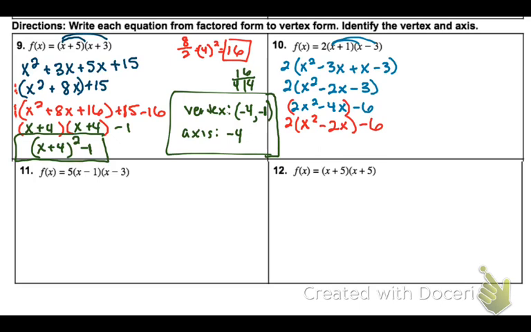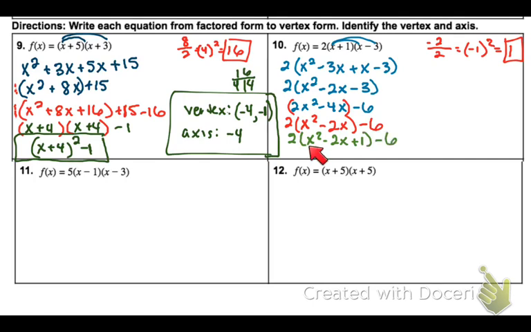Now that I was able to factor out a 2, notice how the b changed from a -4 to a -2. Earlier, the b did not change. It stayed an 8 because I didn't take out anything other than 1. So now that I have a -2, I'm going to take that, divide that by 2, get -1. -1 squared is just 1. So the 1 is still what I'm working with. So I'm going to rewrite this as 2 times x squared minus 2x plus 1 minus 6.